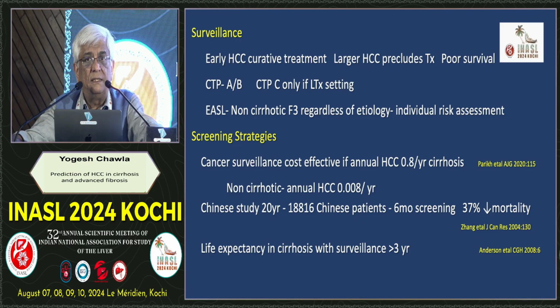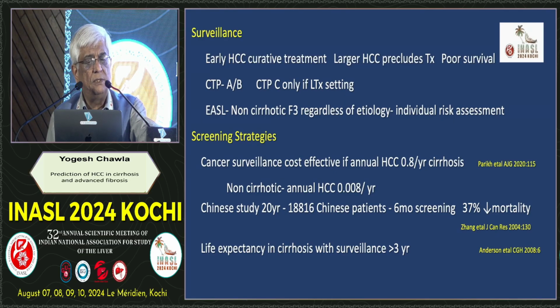Ideally, recommendations all over are that surveillance should be done in patients with CTP A and B cirrhotics, and in CTP C only if liver transplantation is to be done. EASL, however, also recommends that you should do it in non-cirrhotic F3 fibrosis patients regardless of the etiology. But one has to individually assess the risk.